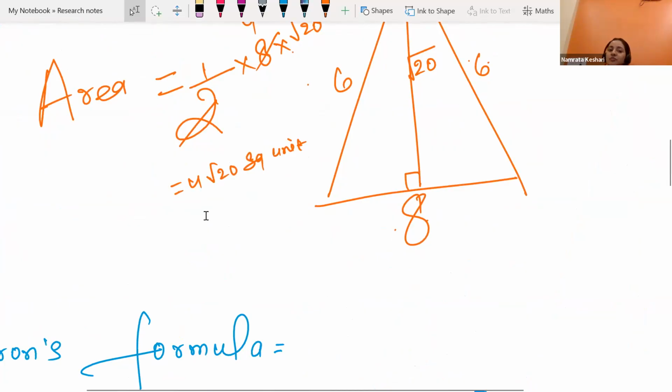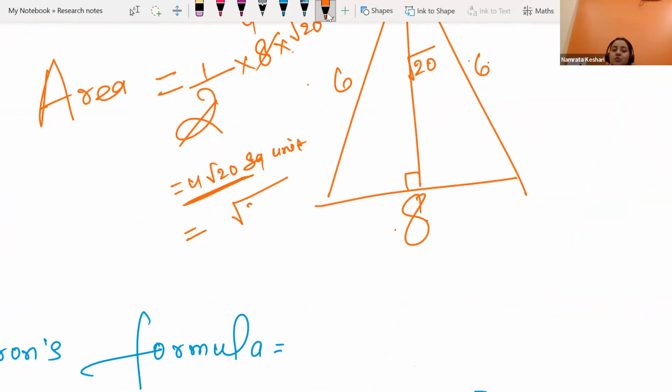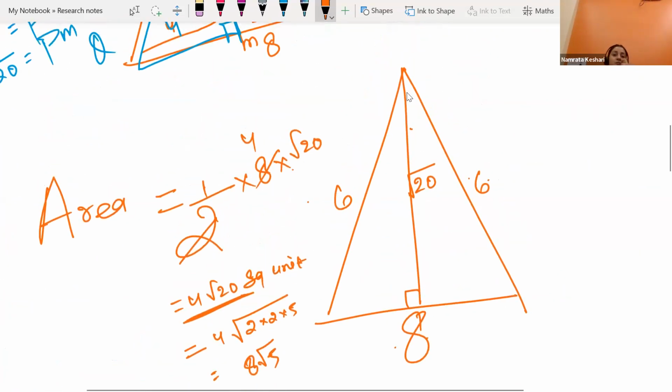We have got the previously the area as 4 root 20. 4 root 20 का क्या मतलब होता है? इस 20 को अगर हम फैक्टराइज करें, so can we write it as 2 into 2 into 5? Yes or no? Yes, ma'am. And still it is 8 root 5. Yes or no? Ma'am, how?